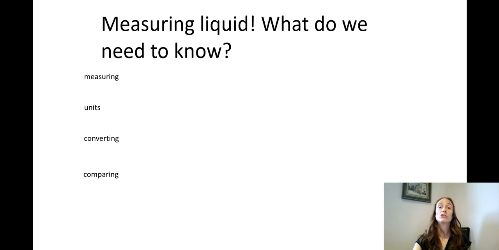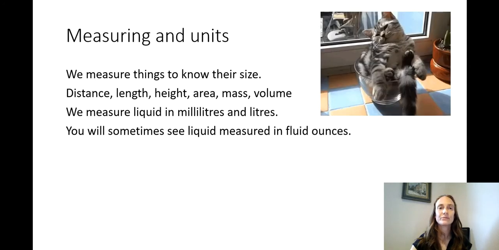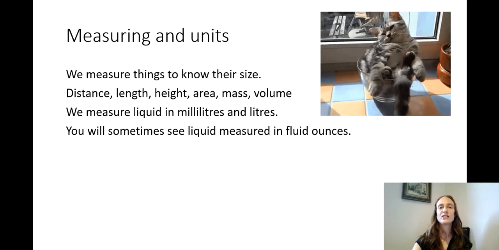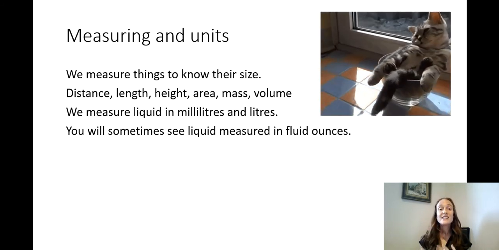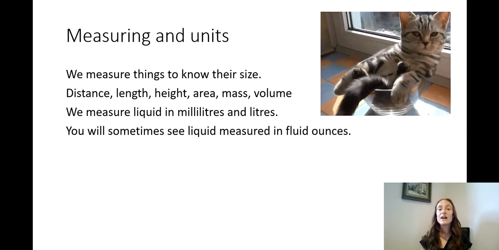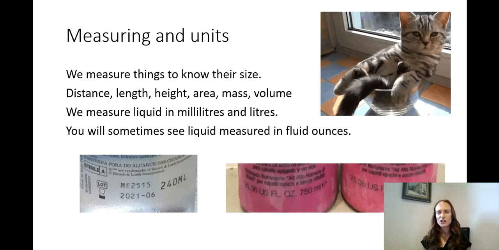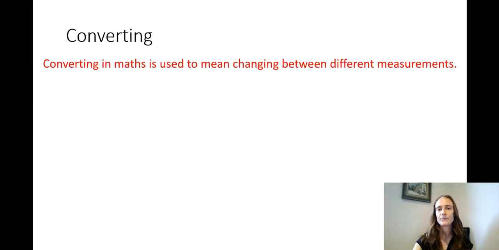Now, what do we need to know for measuring liquid? There's Cora, she's asking, what do we need to know? We need to know measuring, we need to know units and what we mean by that, converting and comparing. Now, measuring and units, we measure things to know their size. So distance, length, just like when we were looking at perimeter last week, height, area, mass, volume, and many other things. We measure liquid in millilitres and litres. But you will sometimes see liquid measured in fluid ounces. You can see the bottom of that shampoo bottle there is measured in both fluid ounces and millilitres.